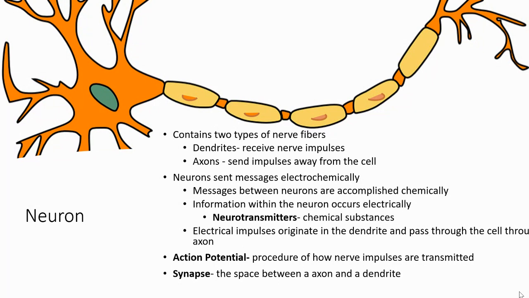And the other vocabulary word is synapse, which is the space between an axon and dendrite. And so in your body, these cells are closely together, but there is space between the cells, and that is the synapse.